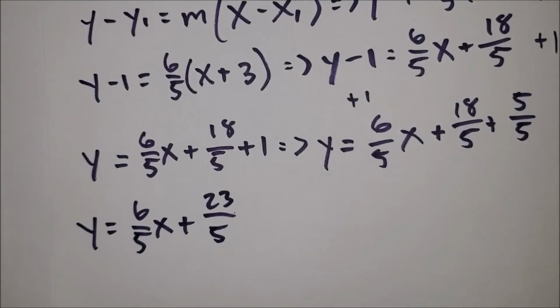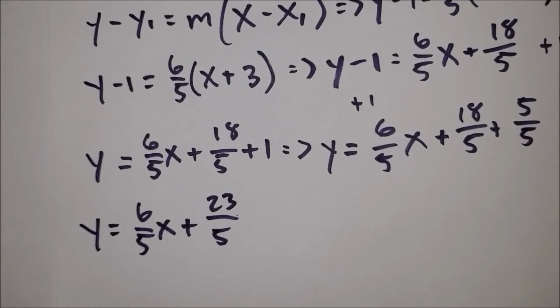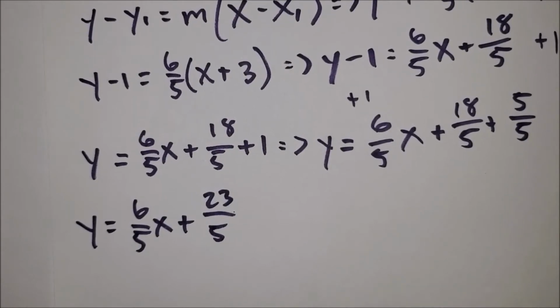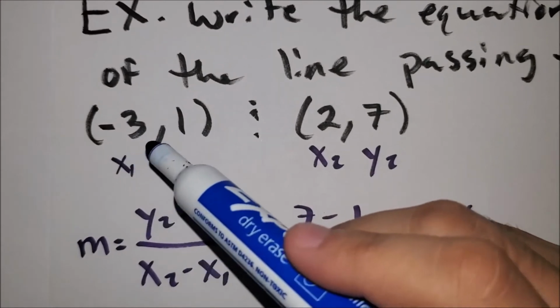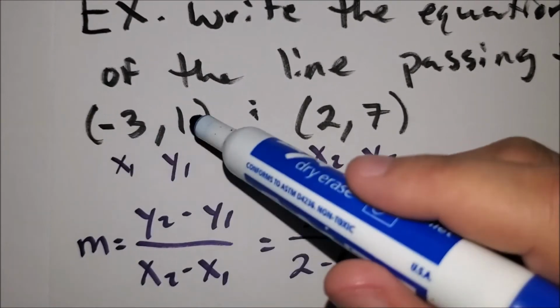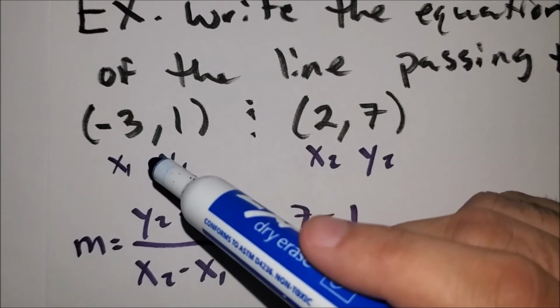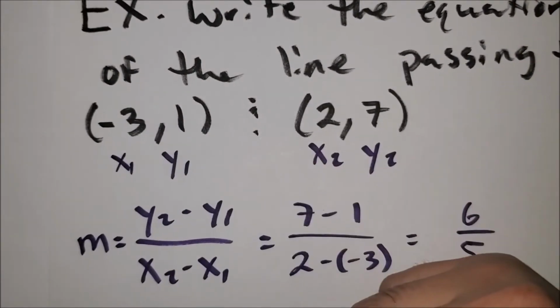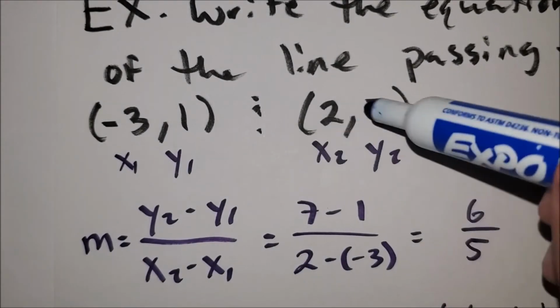Now we can go ahead and check to make sure that this does indeed pass through our points. So we know if we checked negative 3, 1, it would work. And the reason we know it'll work is because that's the point that we used to get this. So let's go ahead and check 2, 7 to make sure that that works.